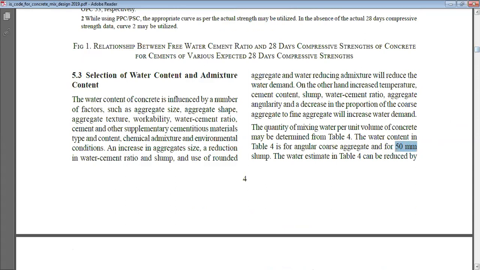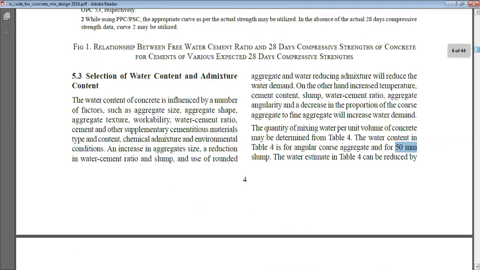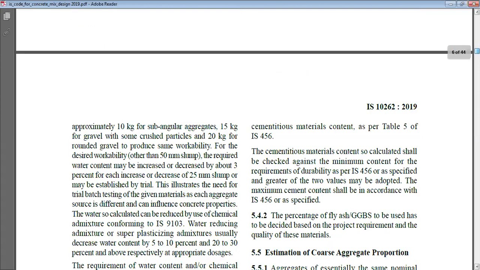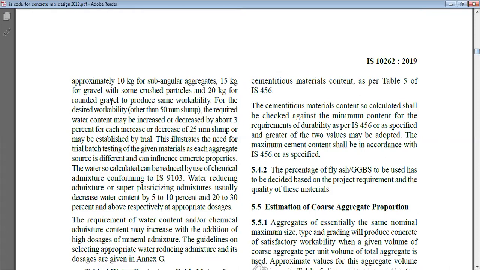But in our problem, the slump value is given as 75 mm. So the slump changes, which means here it is given. For the desired workability other than 50 mm slump, the required water content may be increased or decreased by about 3% for each increase or decrease of 25 mm slump. If the slump is 50 mm, directly you can use that value.